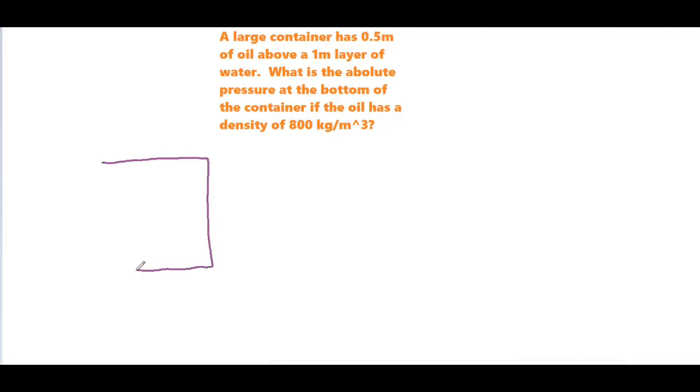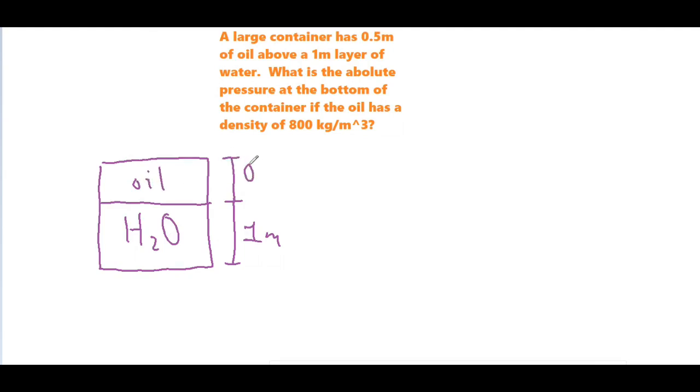We have a large container that has 0.5 meters of oil above a 1 meter layer of water. So we got 1 meter of water, which we'll call H2O. And we've got some oil up here, 0.5 meters above. And we're asked, what is the absolute pressure at the bottom of the container if the oil has a density of 800 kilograms per meter cubed? And of course, we have our regular atmospheric pressure above our container over here. So what we're going to want to do is sum up those three pressures.